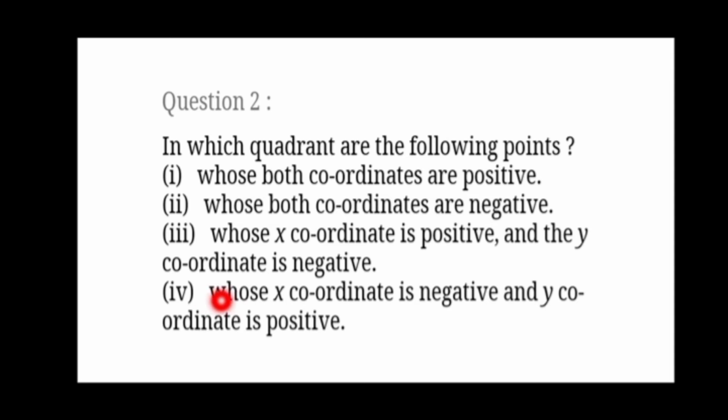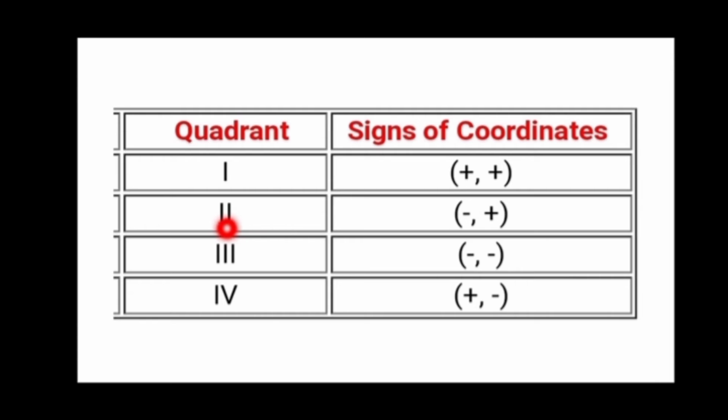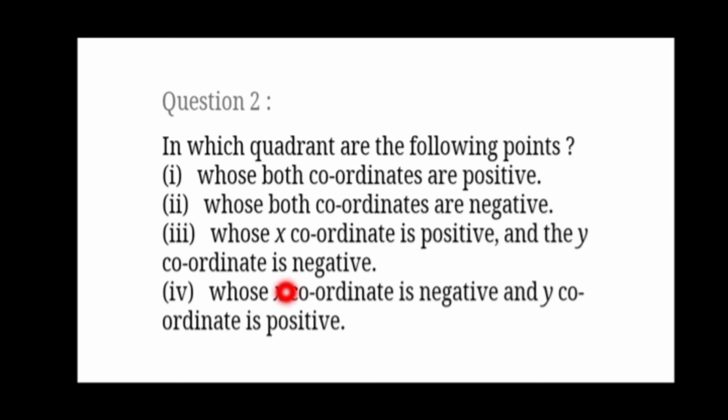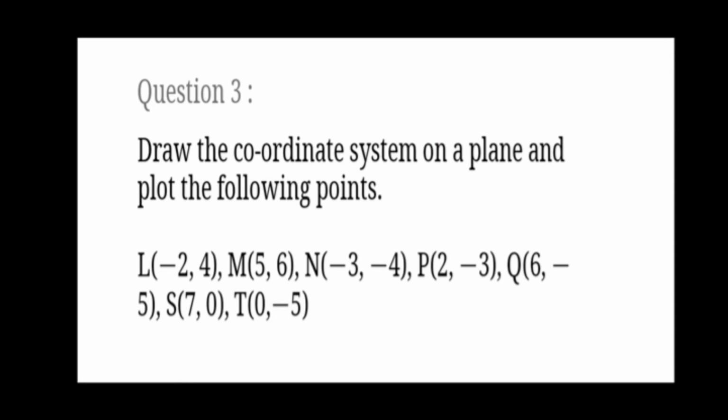And the last one, see, whose x coordinate is negative and y coordinate is positive, that is negative and positive, minus plus. So minus plus always lies in the second quadrant. Okay, so in this way you can tell the position of the points. So this is our second question. Now here is your third question.